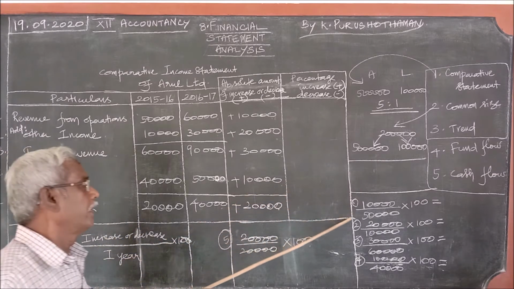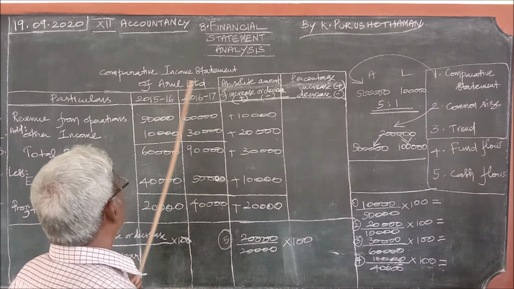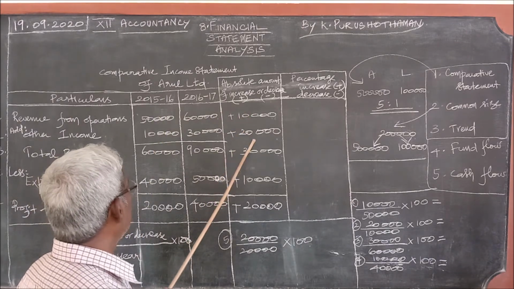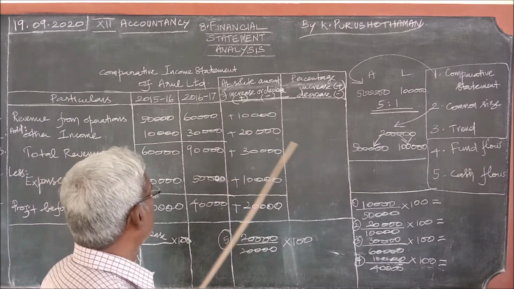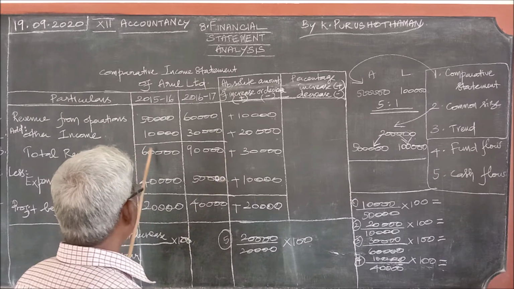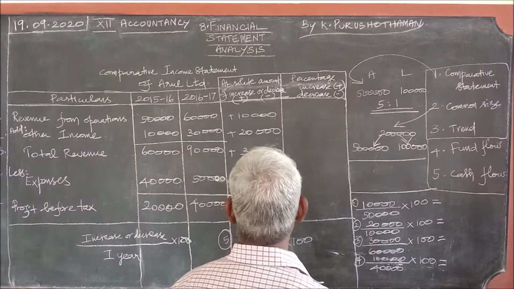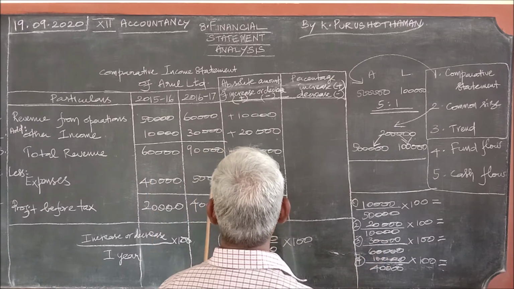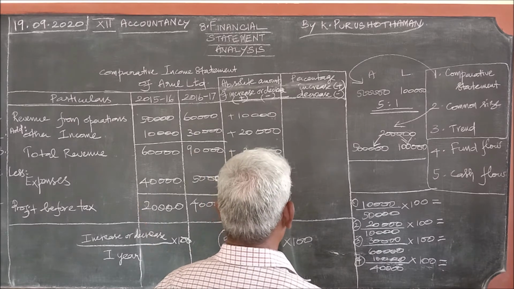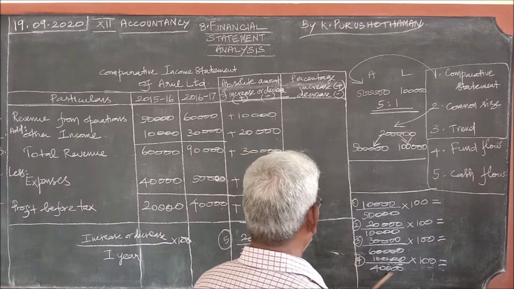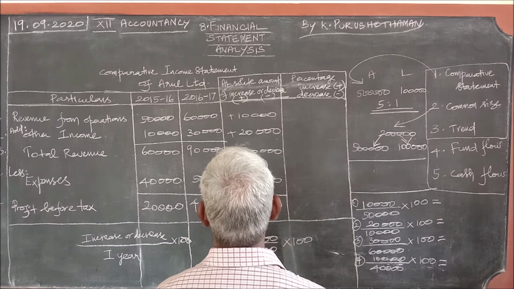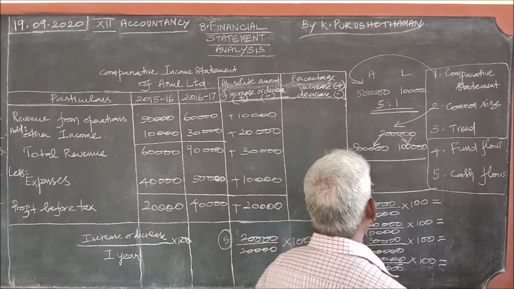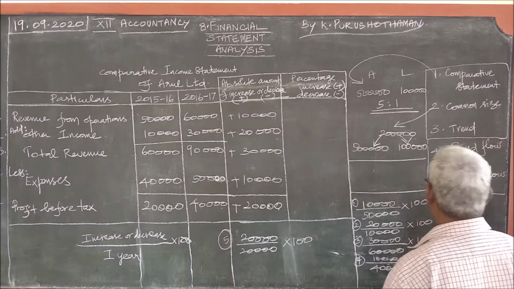So, here we can simplify. Once again I repeat, increase or decrease divided by the first year into 100. So you simplify and write it in terms of percentage.